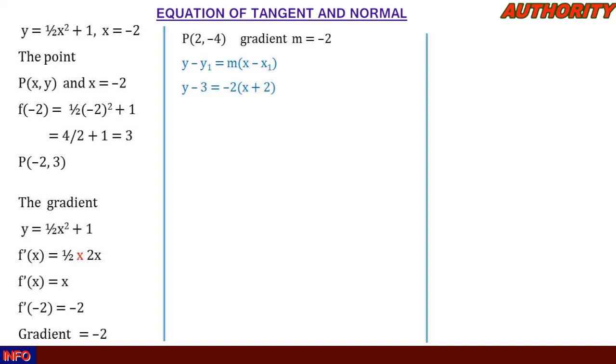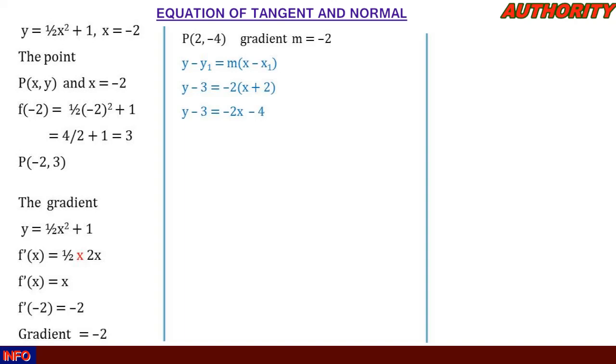So we have x plus 2. Is that true? Yes. So here we have y minus 3 is equal to minus 2, open bracket, x plus 2. So let's use minus 2 to open the bracket. Minus 2 times x is going to give us minus 2x. Minus 2 times 2 is going to give us minus 4. So here we have y minus 3 is equal to minus 2x minus 4.